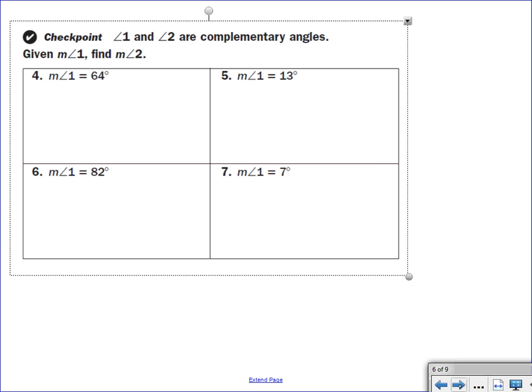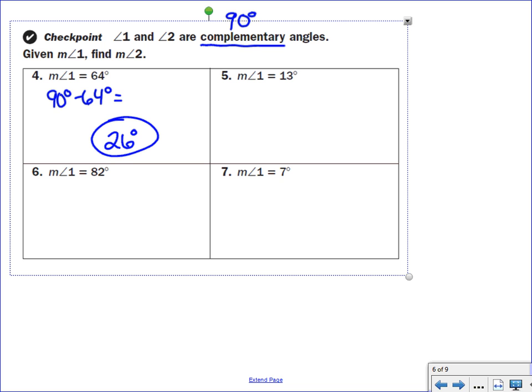Another checkpoint. Again, pause the video, work problems 4 through 7, and then when you are ready, press play so that you may check your answers. Problem number 4, they are complementary angles. Remember that complementary means 90 degrees. So we can do 90 degrees minus 64 degrees, and we get that this angle is 26 degrees for the measure of angle 2.